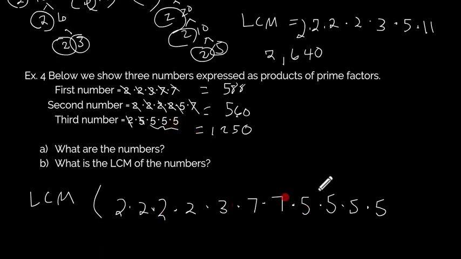So when we multiply this all out, we are going to get 1,470,000. This, boys and girls, is the smallest number that 588 will divide into, 560 will divide into, and 1,250 will divide into. It's our least common multiple. If we were to take 588 times 2, 588 times 3, etc., this one times 1, 2, and 3, and this one times 1, 2, 3, the whole way up, we wouldn't get a common multiple until we hit 1,470,000.